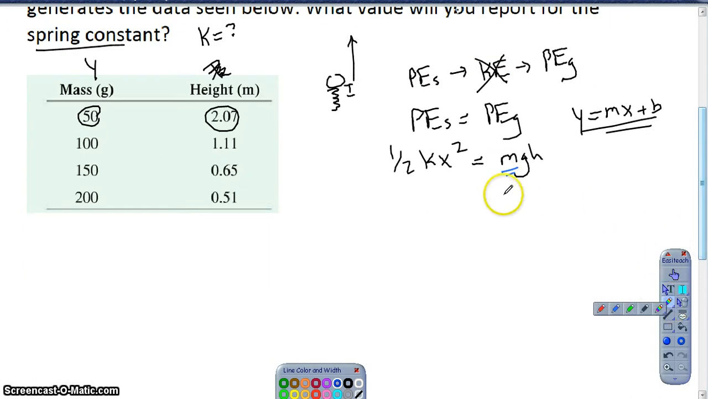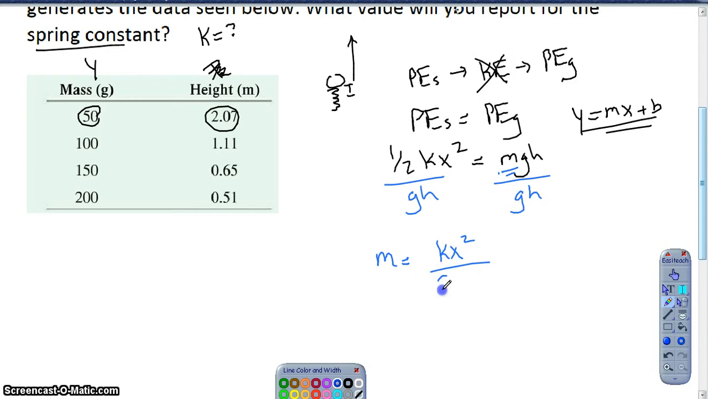So I'm going to get the mass by itself. All that entails is dividing both sides by g and h. So I'm dividing both sides by g and h, and I end up getting mass, which I'm just moving over here, equals k times x squared all over 2gh.